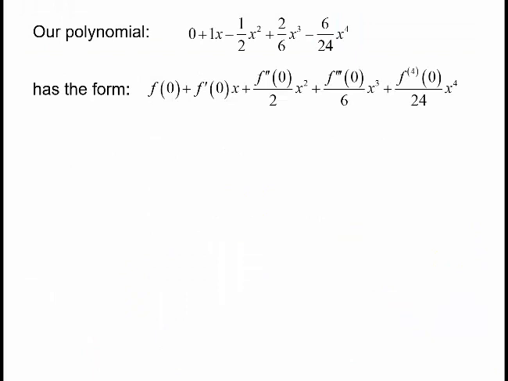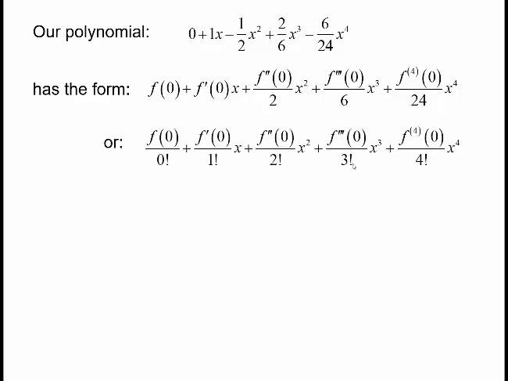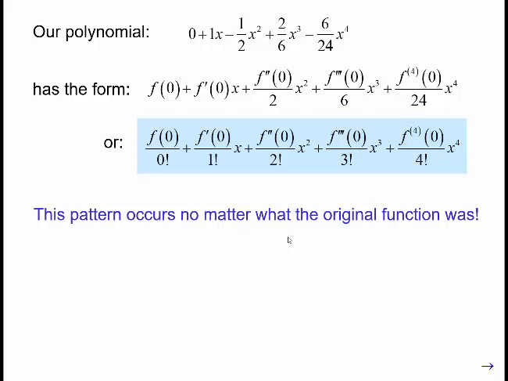All right, so our polynomial here has this form, as you can see: f of 0 plus f prime of 0 x plus f double prime of 0 divided by 2 x squared, and you can see the pattern here. The cool thing is, if you write it like this with the factorial symbols, so 0 factorial, 1 factorial, 2, 3, 4 factorial, this pattern occurs literally no matter what the original function is. So you can just use this very, very simple mathematical equation right here to find whatever degree polynomial approximation. This just happens to be the 4th degree polynomial, but you could do a 5th degree, a 6th degree, a 3rd degree, whatever you want.